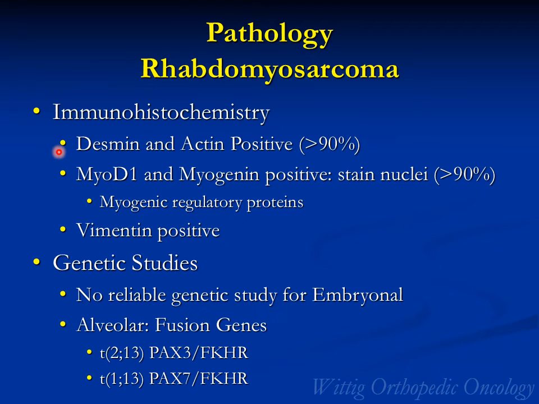Immunohistochemically, rhabdomyosarcomas demonstrate desmin and actin positivity in greater than 90% of cases. MyoD1 and myogenin, which stain the nuclei, are positive in greater than 90% of cases. These are myogenic regulatory proteins, and vimentin stains positively. There's no reliable genetic study for embryonal rhabdomyosarcoma. However, for alveolar rhabdomyosarcoma, there are two characteristic translocations that result in fusion genes, the t(2;13) and the t(1;13), which result in the PAX3-FKHR fusion transcript and the PAX7-FKHR fusion protein.